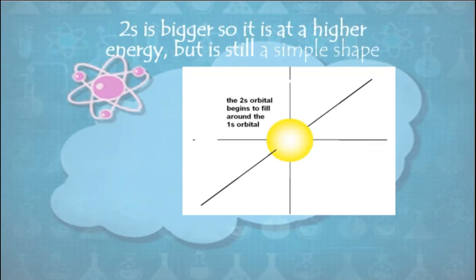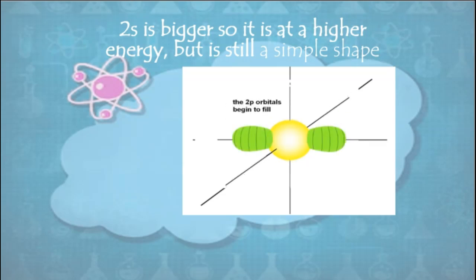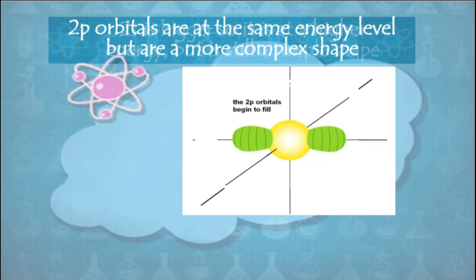2s is the second one. It's bigger, it's still an S, but it's at energy level 2. So 2 is bigger than 1, but the S's are the same. Right after the 2s, we go to the 2p's. And why do we do the 2p's? Because they're still at the same energy level. They're still about the same, that circle's the same, but p's are a more complicated shape. So that means they have more energy.